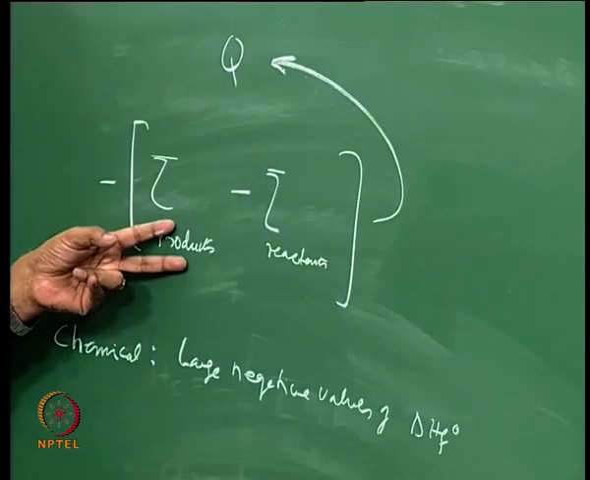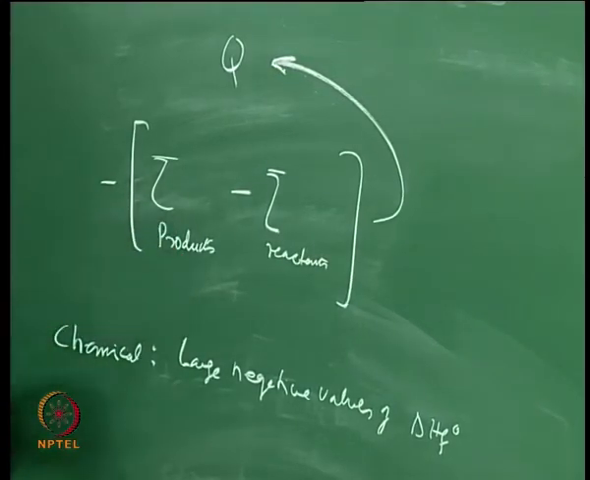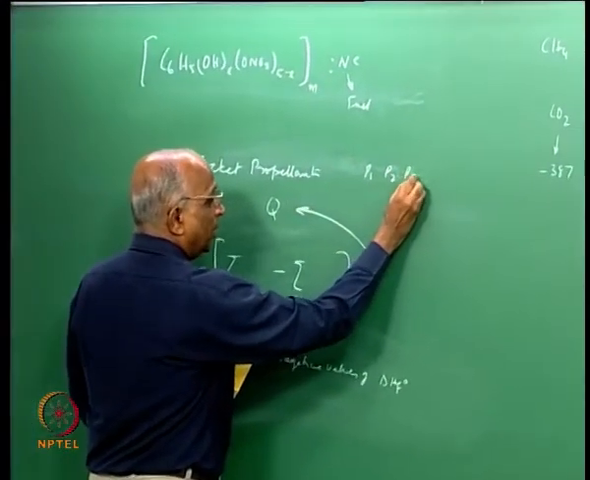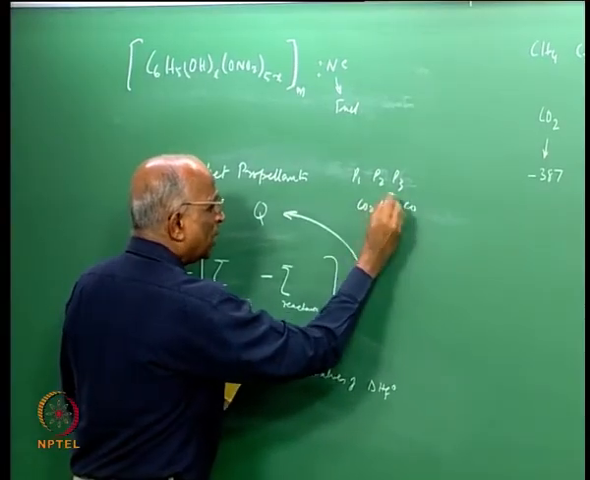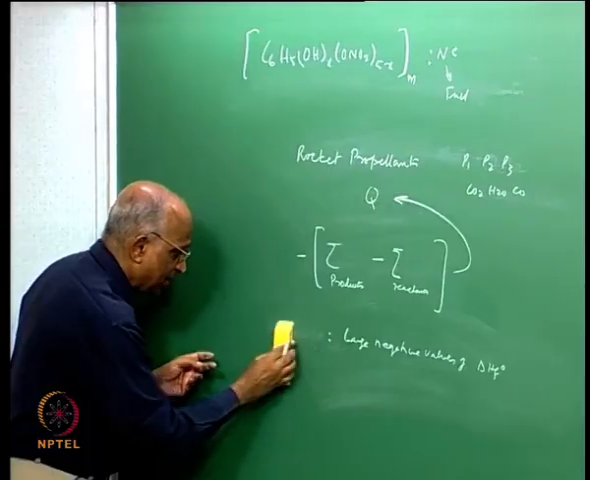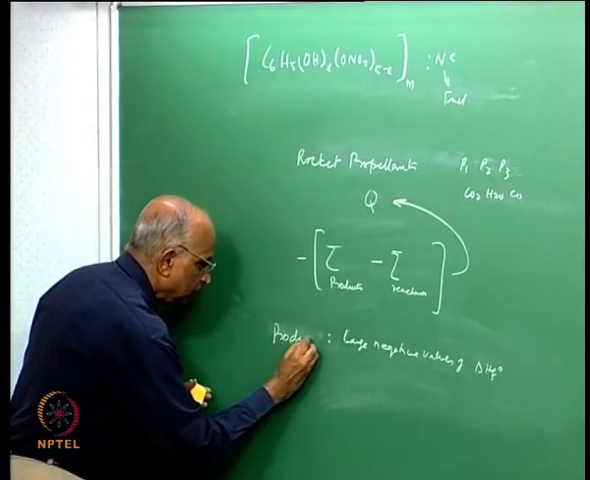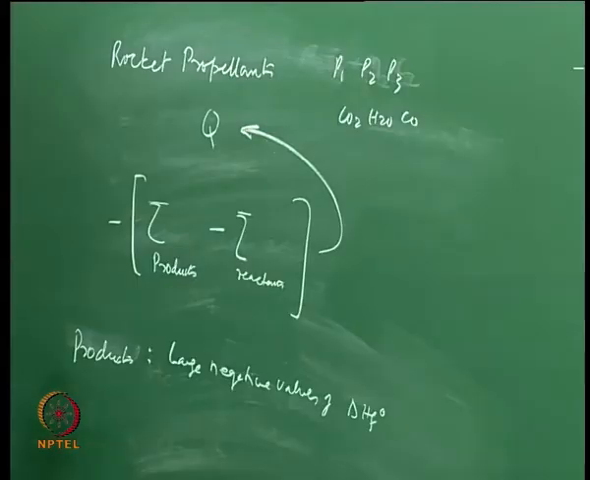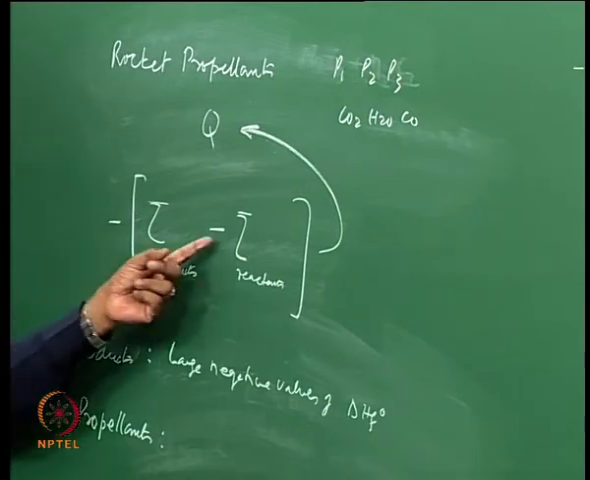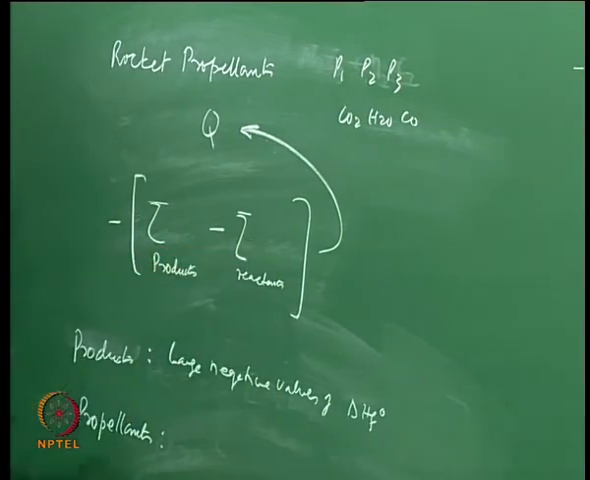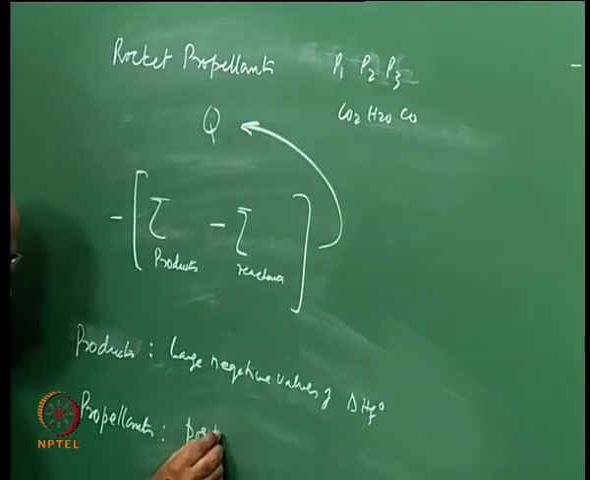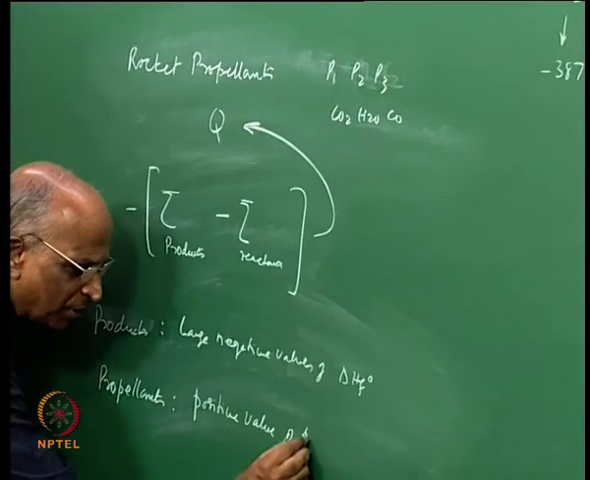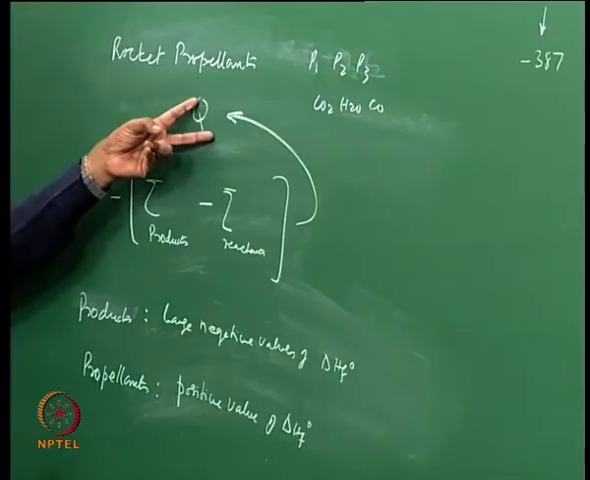Mind you, by products I am not talking of chemicals like P1, P2, P3, but rather CO2, H2O, CO. What are the products formed? The products must have large negative values of heat of formation. Is it okay? Similarly, if I talk in terms of the reactants, which are essentially the propellants, what should they have? Minus and minus becomes plus. Therefore, if the reactants have a positive value of heat of formation, it is better for me because I have a more positive number.